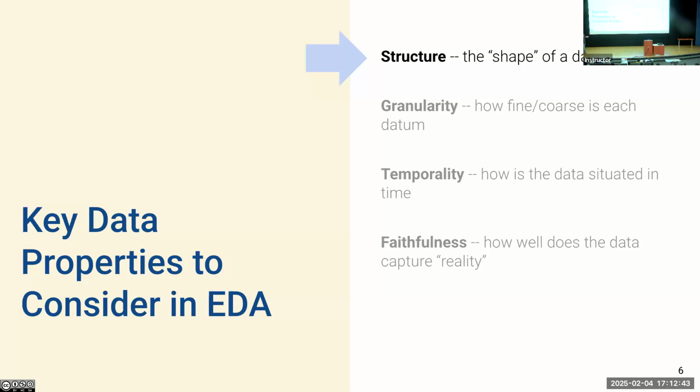How is the data situated in time? How do we know when each record was recorded in time? And then finally, faithfulness. How much do we trust our data? Is there missing data? Do we trust all the columns? But let's start with structure.